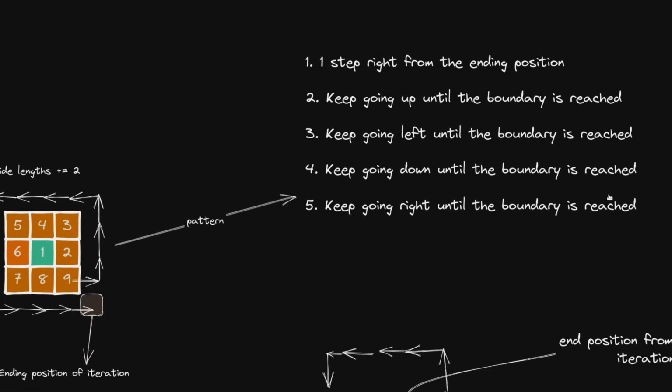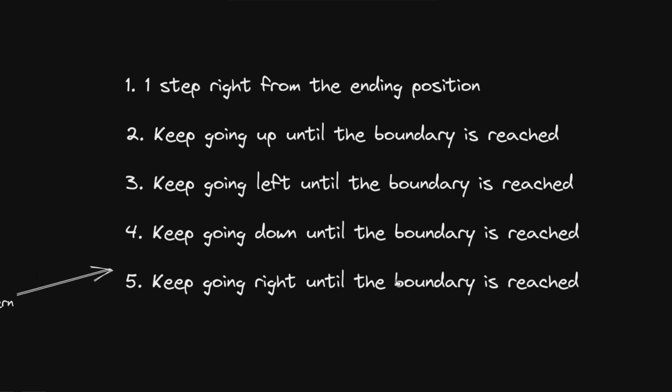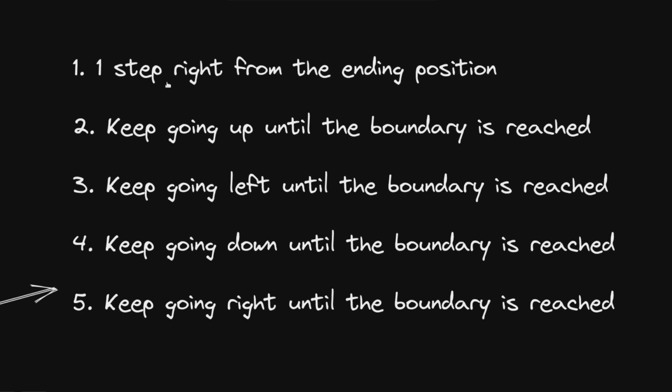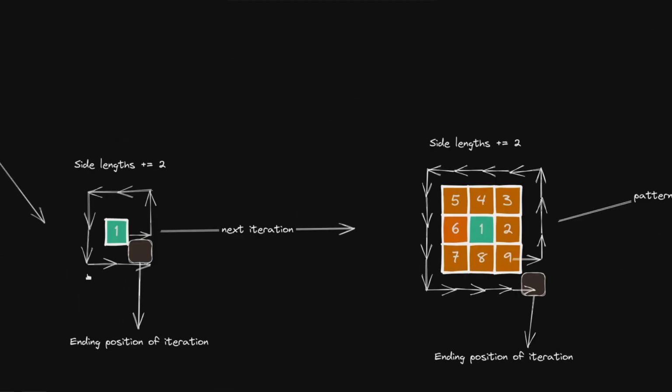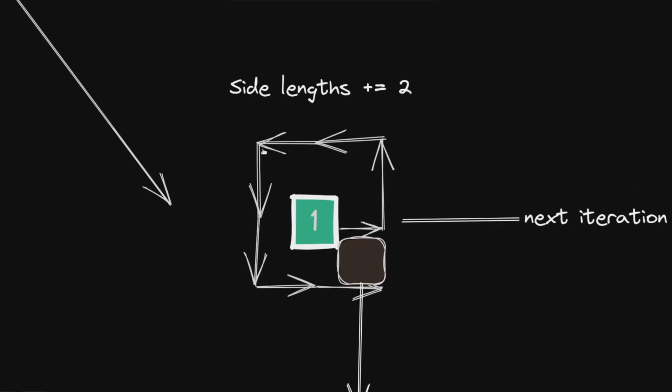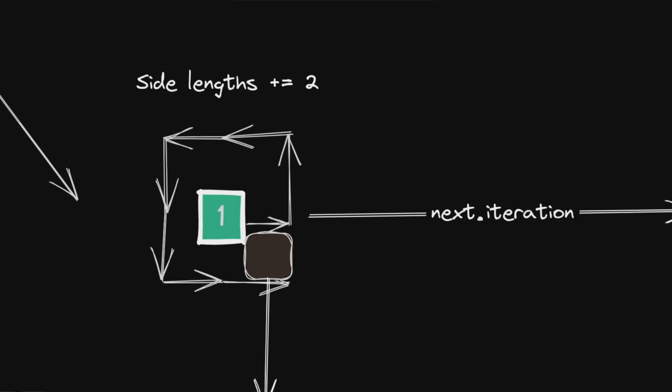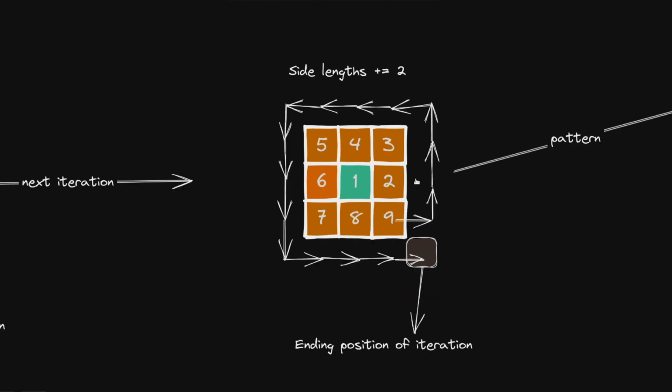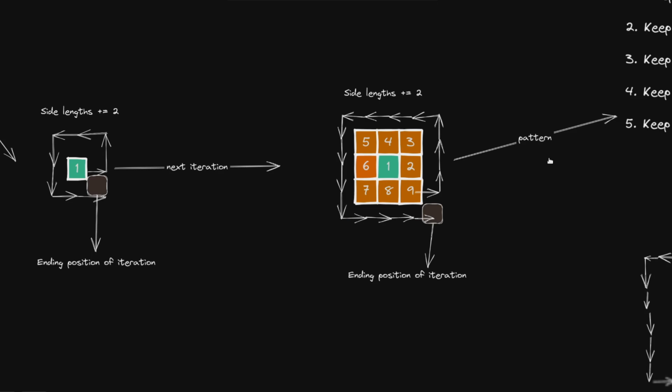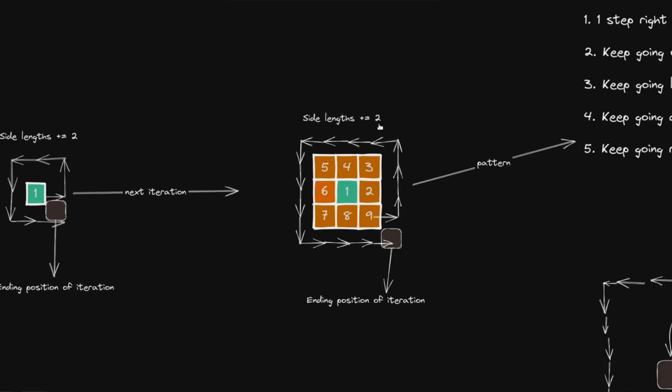So the main pattern you can observe is, first of all, we step one step to the right from the ending position of the previous iteration, then keep going up until the boundary is reached. As you can see, previously the boundary for this iteration was that this grid is going to contain 3 by 3 rows and columns. For this it was 5 by 5. That's why for this cell to go up, it had a limit of going 3 steps up. So each iteration, the side length is also incremented by 2.